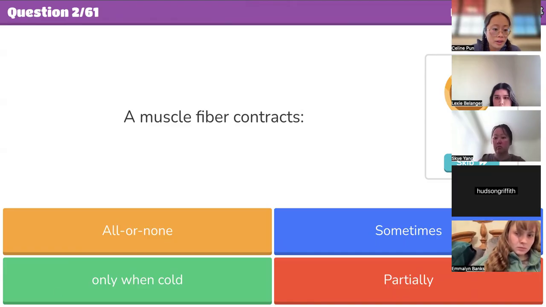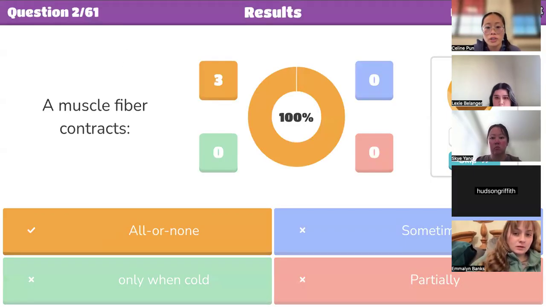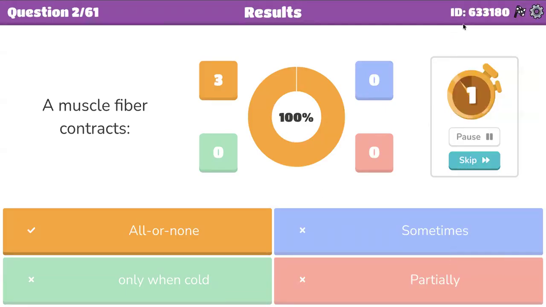A muscle fiber contracts: all or none, sometimes, only when cold, or partially? That's funny, if your muscles only worked when they're cold. Glad it doesn't do that.